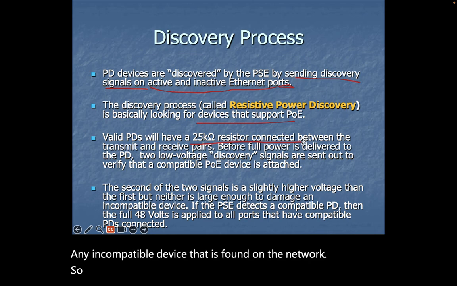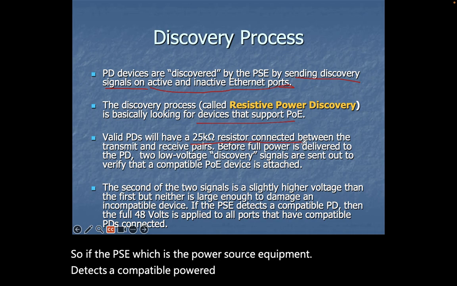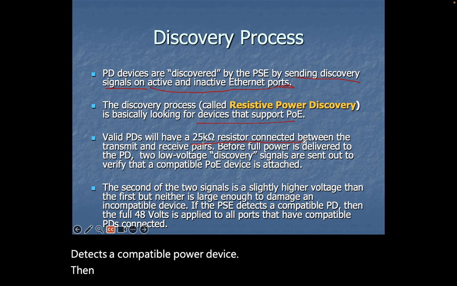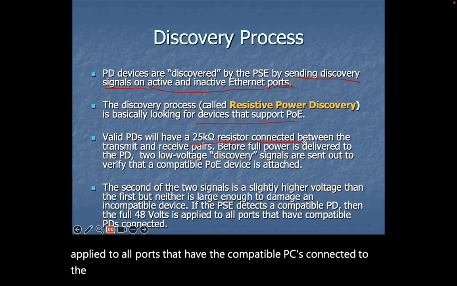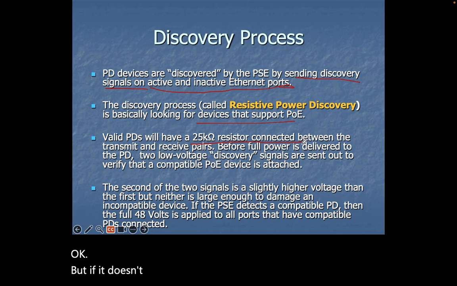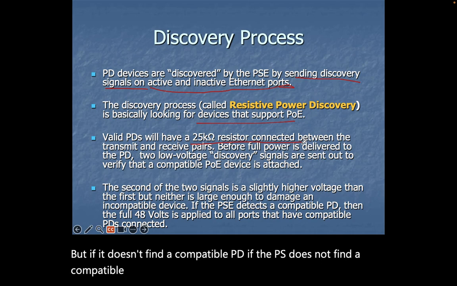So if the PSE, which is the power sourcing equipment, detects a compatible powered device, then the full 48 volts or wattage is applied to all ports that have the compatible PDs connected to the system in the campus. Okay? But if the PSE does not find a compatible PD, then the 48 volts will not be sent.